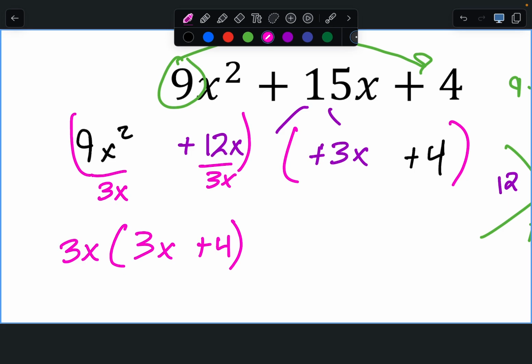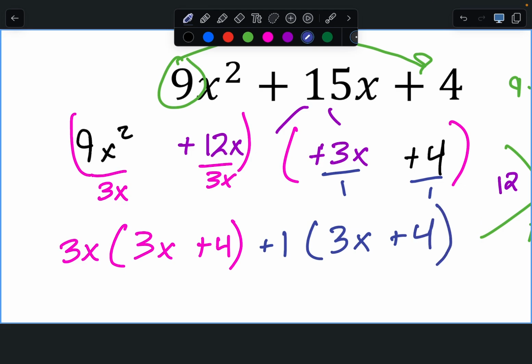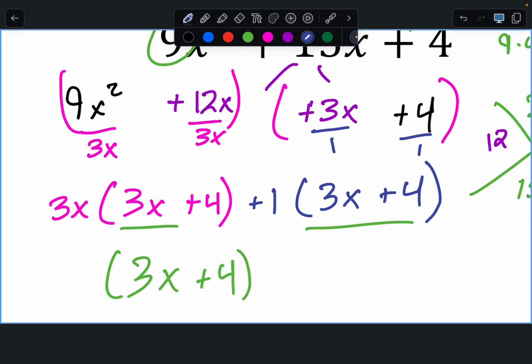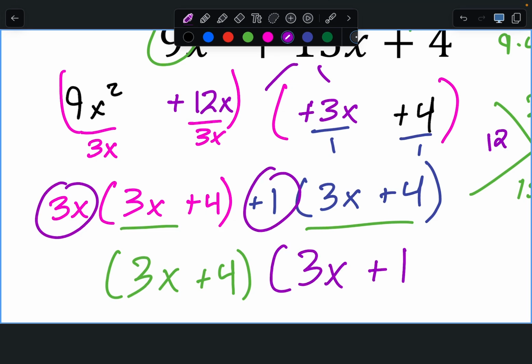What can I take out of 3x and 4? X? Nope, they both don't have x's. 1. You have to take something out, so in this case it has to be a 1. It's basic math. So it's going to be plus 1, and then 3x plus 4. Same set of parentheses? Looks like it. Get 3x plus 4. And then what I'm left with is my remaining pieces, my 3x and my 1.